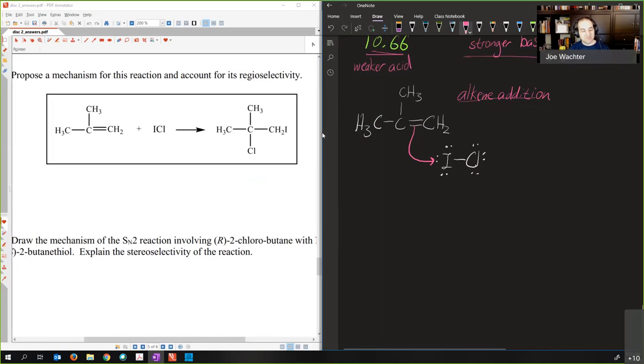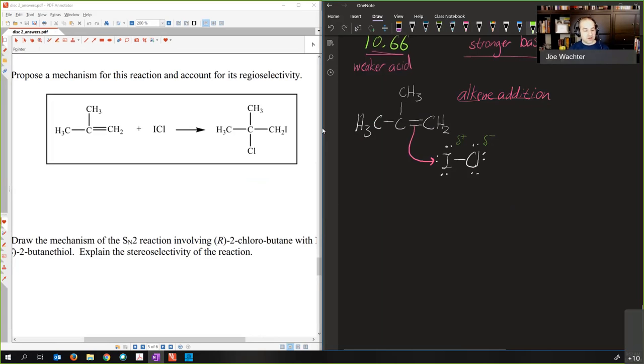In this case, this is a polar bond. We know that chlorine is more electronegative than iodine, so there's some polarity there. So the I is going to be more electrophilic. That's one way to say it. So the double bond attacks the I because the double bond is the nucleophile.